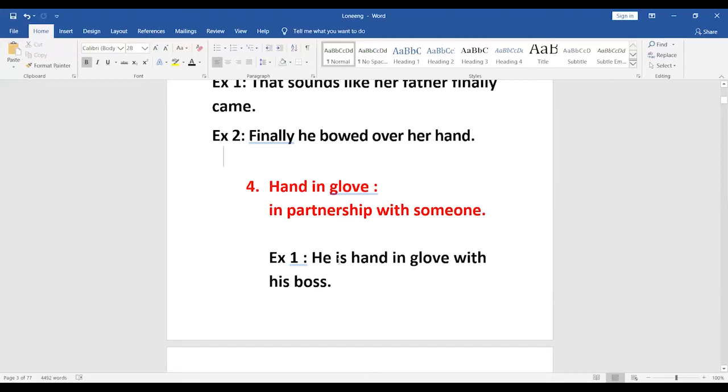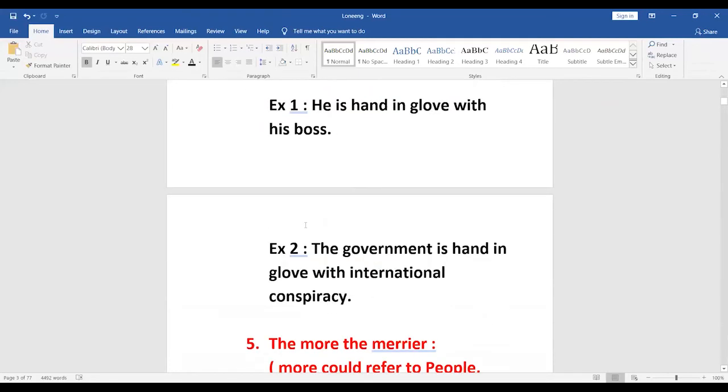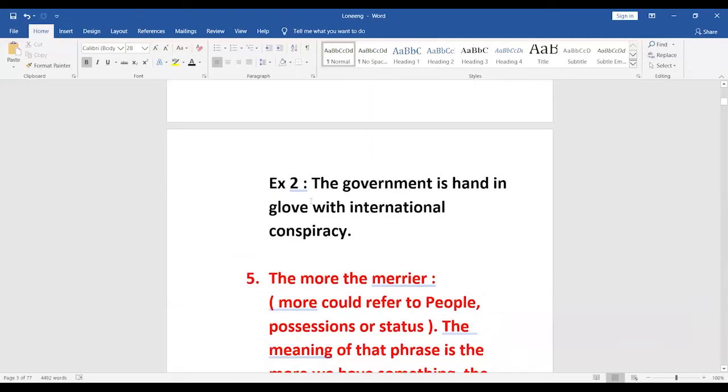It can also be good things, but mostly hand in glove means a bad situation, and they're still in contact with that person or that particular thing. So, example two, the government is hand in glove with the international conspiracy.